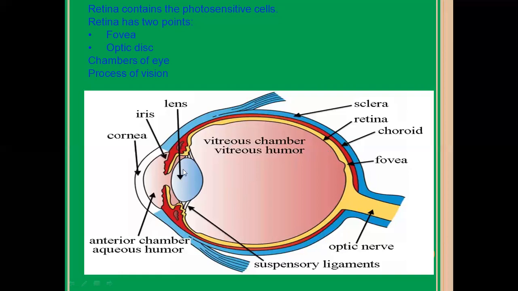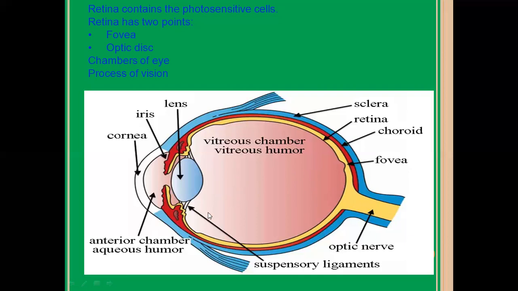Then what happens when light is focused by the lens on the retina? Then the image falls on the retina, and then rods and cones generate nerve impulses in the optic nerve, and these impulses carry to the brain, which makes the sensation of vision. Now, what about the rods and cone cells?